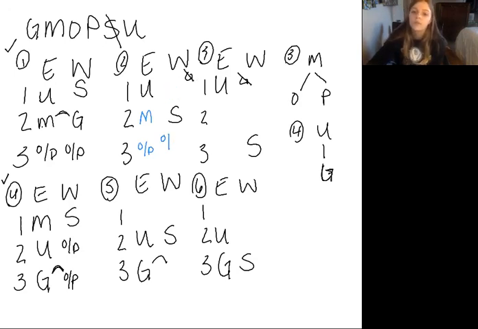So in order for the world to work out, there we go. In order for that world to work out, we're going to have to put M here. O and P can't go on 1 because we have to have something above it. And M's the only other variable that we have to work with. So M's going to go up here.